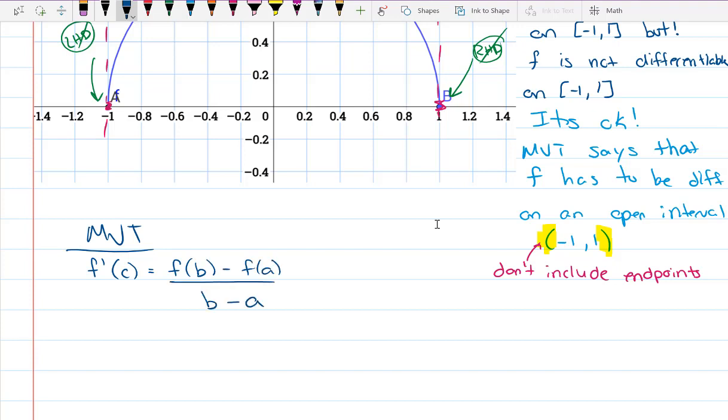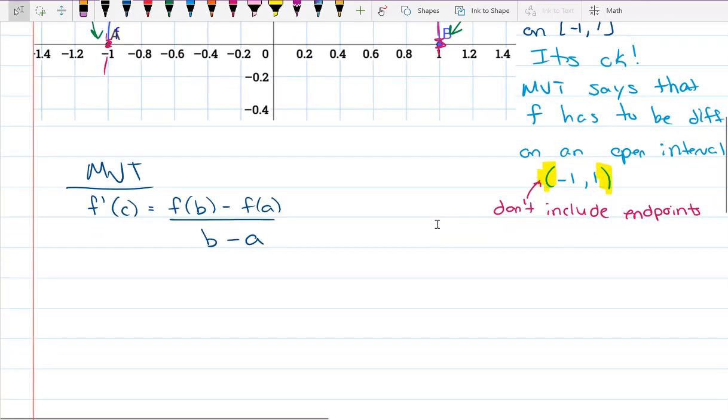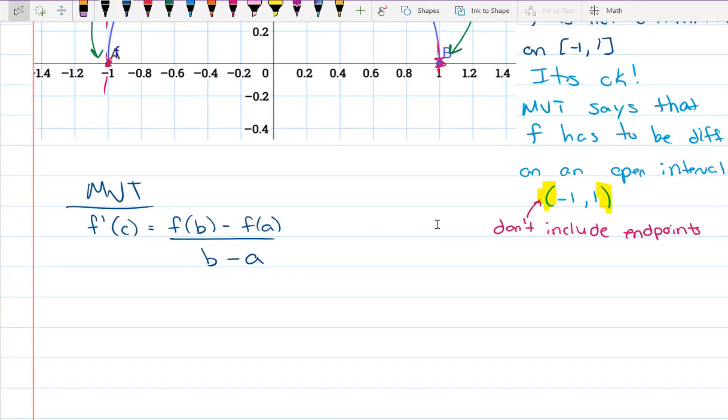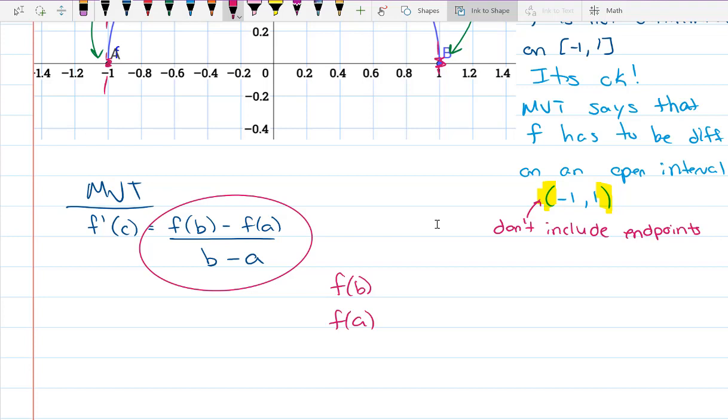The derivative of a point is equal to the average rate of change. Well, let's just start plugging in what we know. We're going to solve for this piece right here. In this, I need to know f of b, I need to know f of a, I need to know a, and I need to know b.